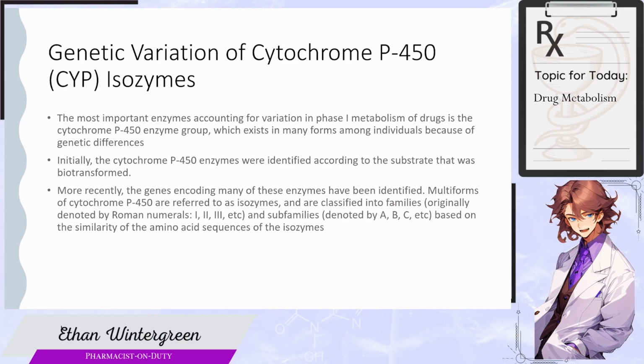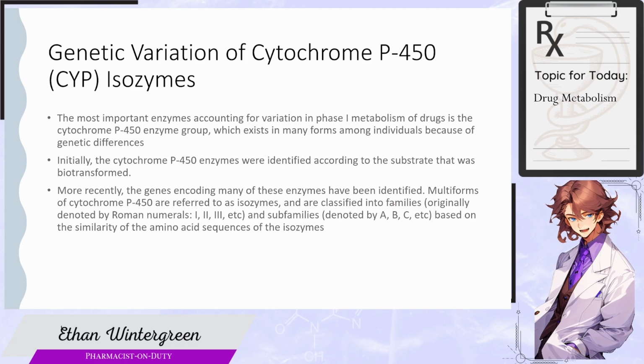Next, we have the genetic variation of our cytochrome P450 enzymes. The most important enzymes accounting for variation in phase 1 metabolism of drugs are the cytochrome P450 enzyme groups, which exist in many forms. Initially, cytochrome P450 enzymes were identified according to the substrate that was biotransformed. However, in more recent times, the genes encoding many of these enzymes have already been identified. Multiforms of cytochrome P450 are now referred to as isozymes.